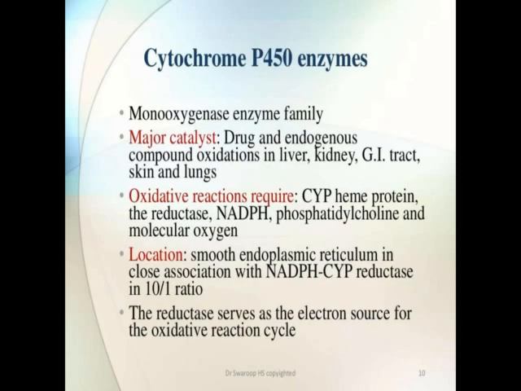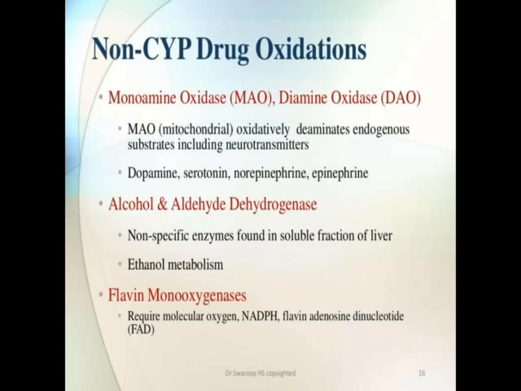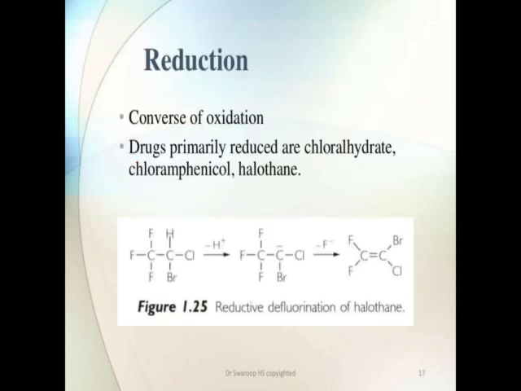Okay, these are the agents which are present in the monooxygenase enzyme family, that is the cytochrome P450. So the major enzyme which is responsible for the phase 1 oxidation reaction is cytochrome P450. The non-cytochrome enzymes include monoamine oxidase, as we have already seen, diamine oxidase, alcohol and aldehyde dehydrogenase, as well as flavin monooxygenase. So these are the other enzymes other than cytochrome P450. These enzymes can be involved in metabolism by oxidation.